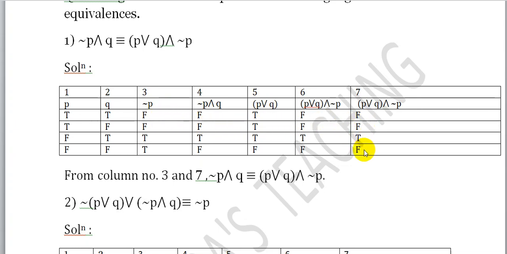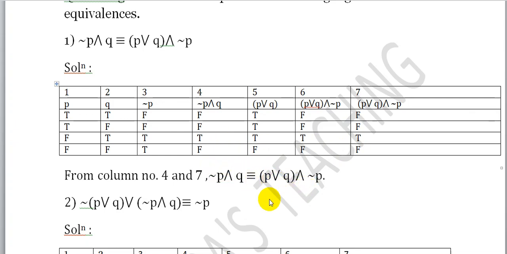FFTF. Now from column number 3 and 7, now from column number 4 and 7 we get negation of (P and Q) is equivalent to (P or Q) and negation P. How is it equivalent? Now see column number 4, it is double FTF and it is also double FTF. So all elements in both the columns are the same, therefore they are equivalent relations.